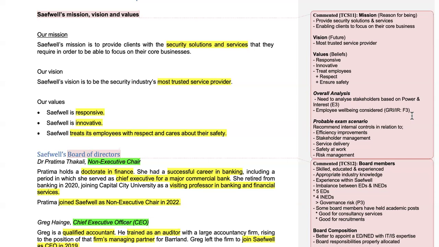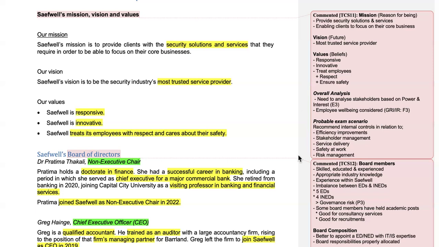and 460,000 of our own employees. So it's of utmost importance that you know how to spot the most relevant stakeholders and how to manage each stakeholder by utilizing the knowledge which you have gained through your E3 syllabus. And as per the value system, employee well-being is considered. So your knowledge pertaining to global reporting initiatives or integrated reporting, which is covered under your F3 syllabus, will definitely be tested at your exam. Again, we have covered this element within one of our mock exams.